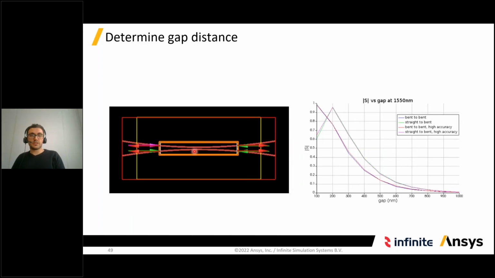And lastly, we need to determine the distances of the gaps so that we get the required coupling coefficients K1 and K2. So we sweep along different gap distances, and we find that it's about 410 nanometers for the straight to the bend waveguide, and about 630 nanometers for the bend to bend waveguide.